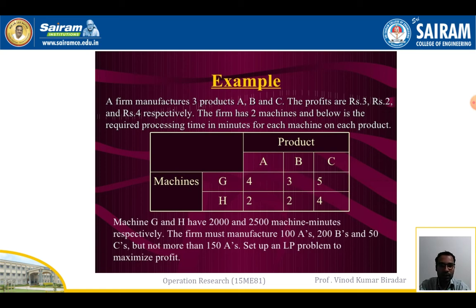The firm must manufacture 100 of A's and 200 rupees of B's and 50 rupees of C's, but not more than 150 A, and set up a linear program to maximize profit. So this is also a maximization profit problem. They have also given a table in the question. For the formulation problem, they have given the question table, which means it is very easy to solve.